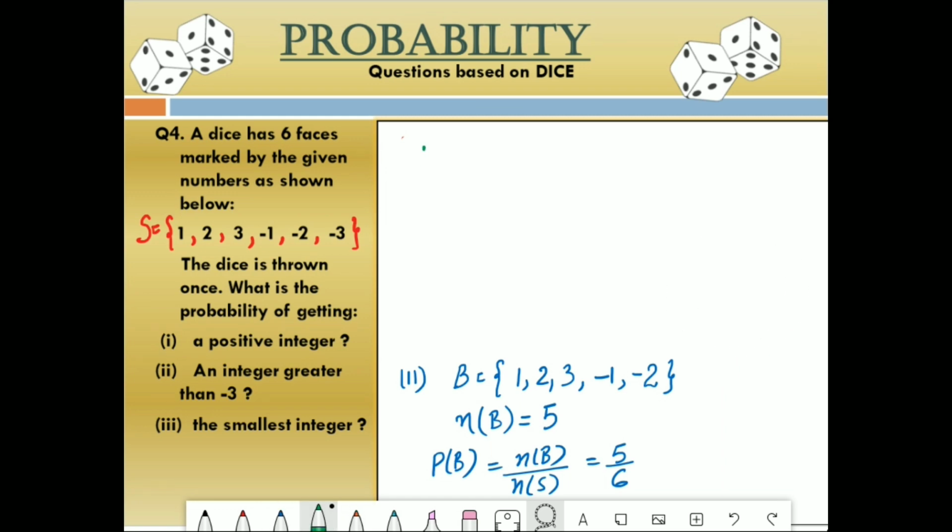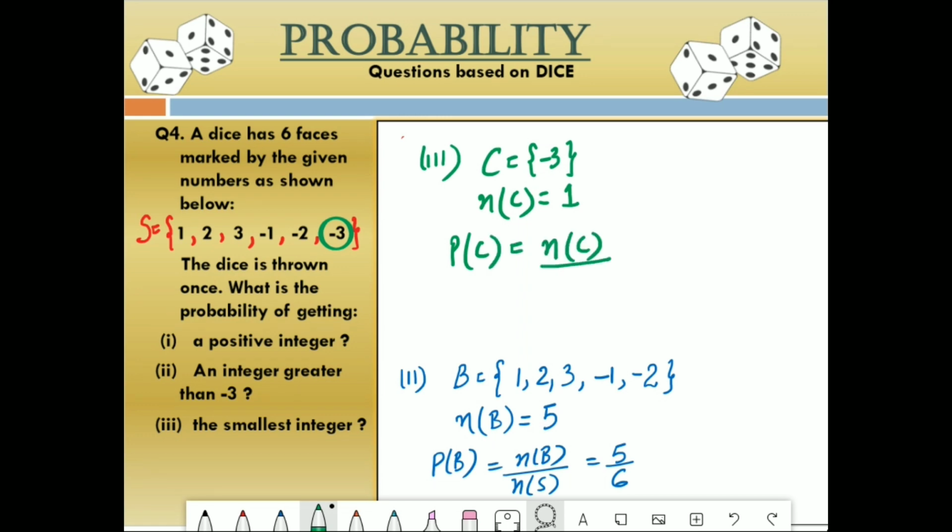Third part, the smallest integer. Out of them, the smallest integer is minus 3. So we have a favorable outcome as minus 3. So we can say number of favorable outcomes is equal to 1. And using the formula of probability, number of favorable outcomes divided by total number of all possible outcomes, it comes out to be 1 divided by 6. So this way we can solve all types of questions based on dice.